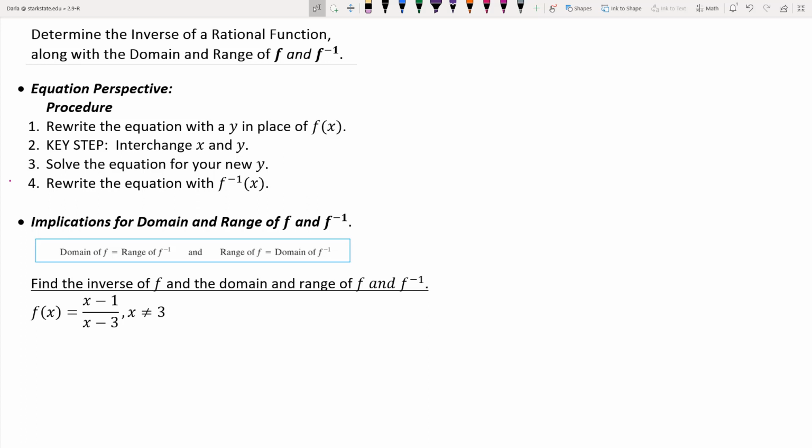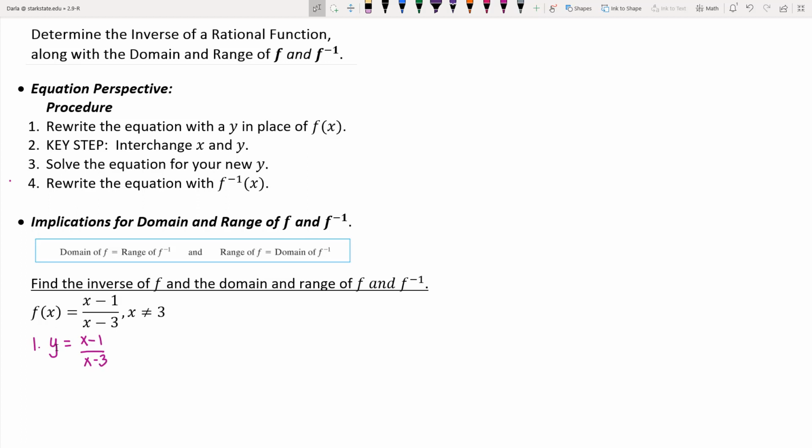The focus of this lesson is on finding the inverse of a rational function as well as determining the domain and range of the rational function and its inverse. And we're going to start off by rewriting our original equation so that instead of saying f of x, it says y equals. And so it says y equals (x minus 1) over (x minus 3).